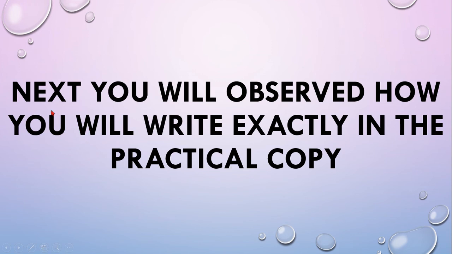Now I will show you how you write exactly in the practical copy. This is an example of a practical copy. Leave the left-hand side blank and start writing from here: name of the experiment, page number, then the date, experiment number, and start with a black ink pen. And here is the picture, you write it down, and here is the end of the experiment.